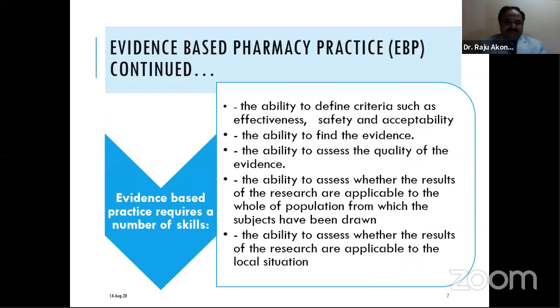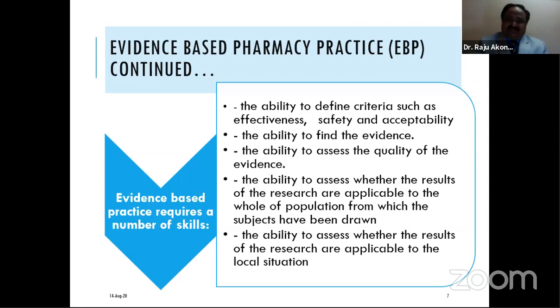In evidence-based pharmacy practice, a number of skills are required. For example, the first skill is the ability to define criteria such as effectiveness, safety, and acceptability. Then the ability to find the evidence. You have to find evidence. Then the ability to assess the quality of the evidence. This is what we are going to discuss today. The evaluation of clinical research comes under assessment of the quality of evidence.